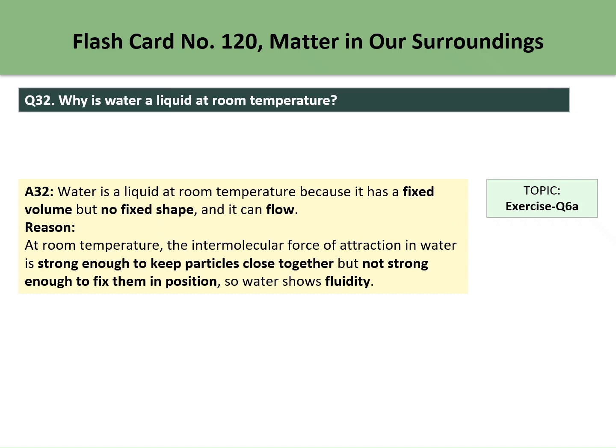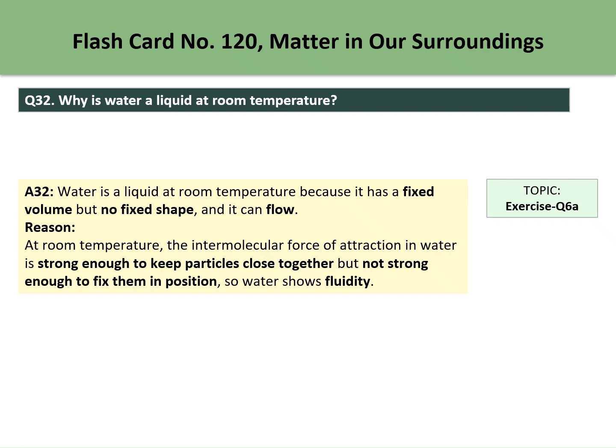Next. Why is water liquid at room temperature? Water is a liquid at room temperature because it has fixed volume but no fixed shape and it can flow. At room temperature, the intermolecular force of attraction in water is strong enough to keep particles close together but not strong enough to fix them in position.